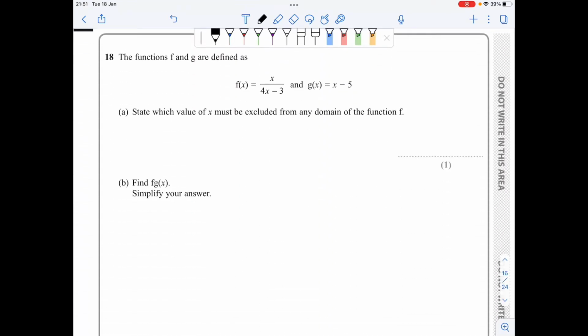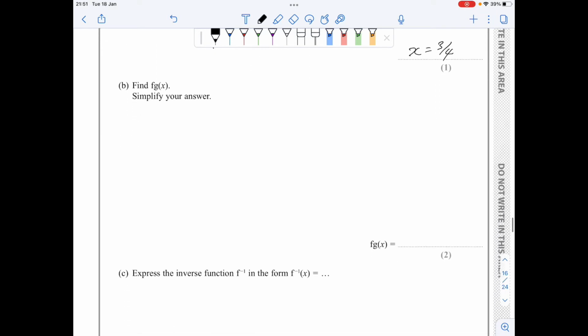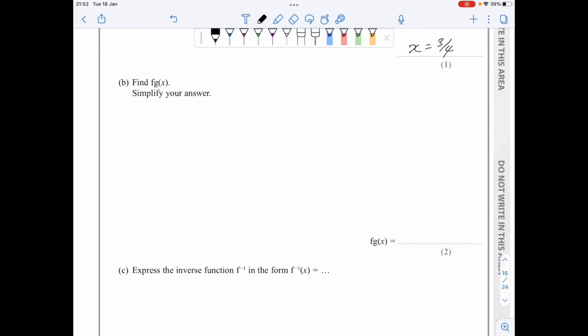In part A, I will set the denominator equal to 0 and then solve this one to find the value that needs to be excluded from the domain, which is 3 over 4. In part B, to find fg of x, I will find f of x minus 5.